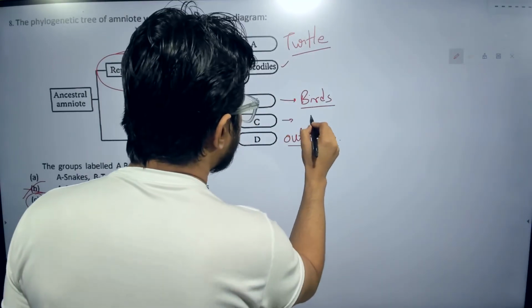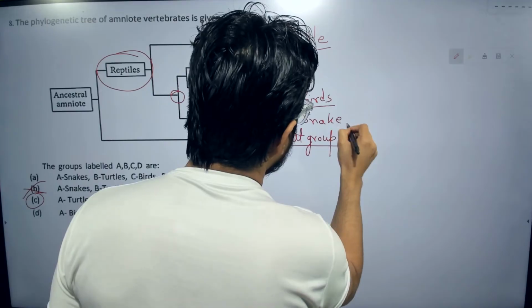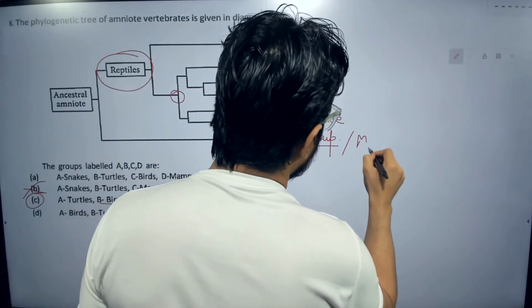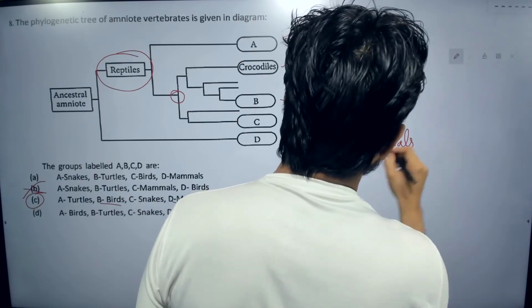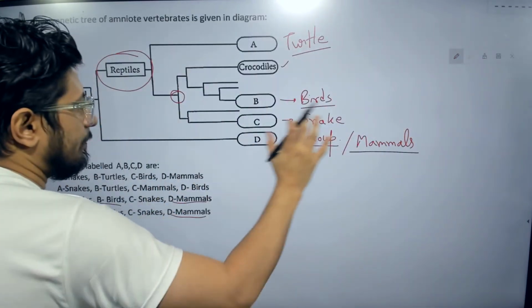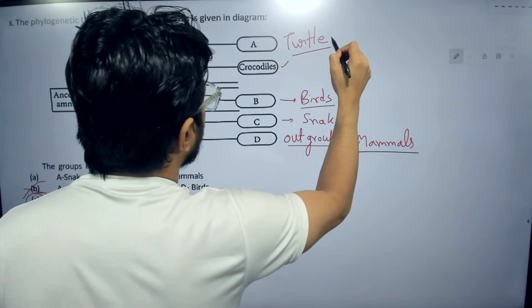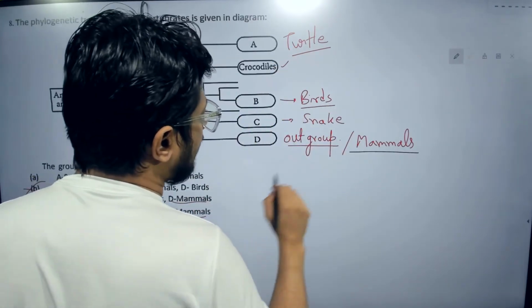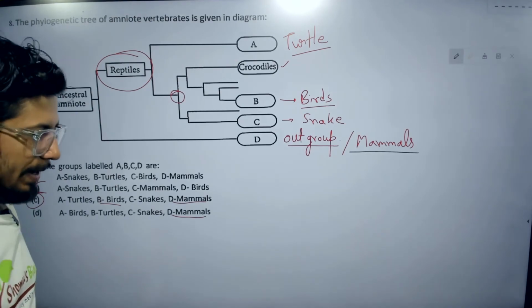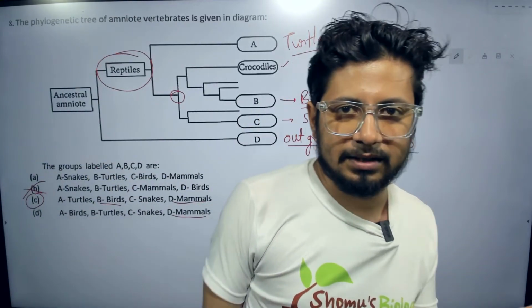So there should be snake, and then the outgroup that is separated. The outgroup here is mammals. So mammals are separated last. So maximum derived character is obtained here in the mammals, starting with this. So A is turtle, crocodile is provided, B is bird, C is snake and D are the mammals. So this is how you need to answer the question.